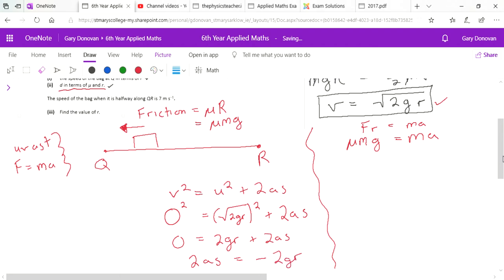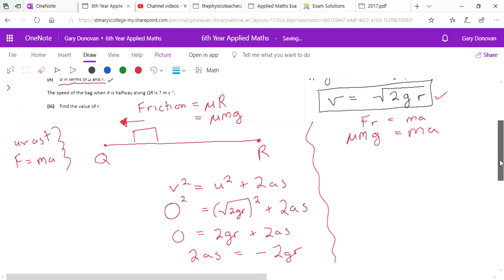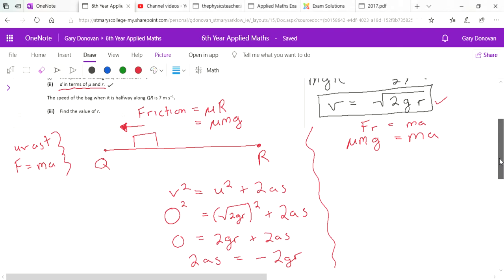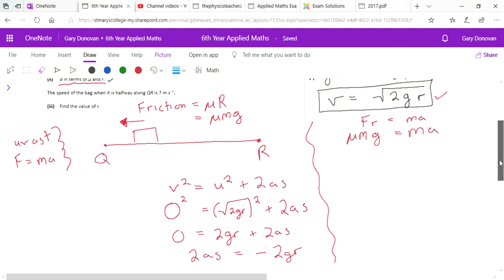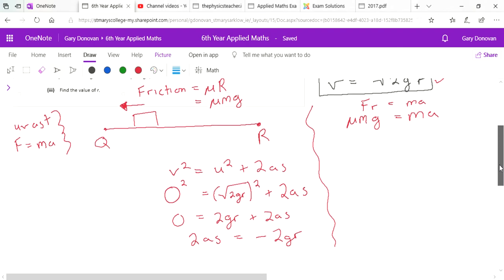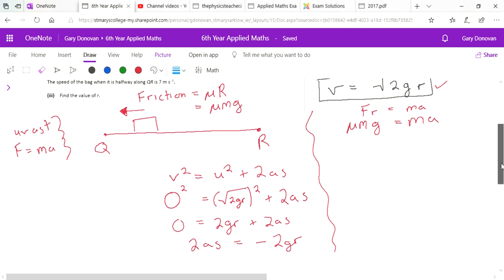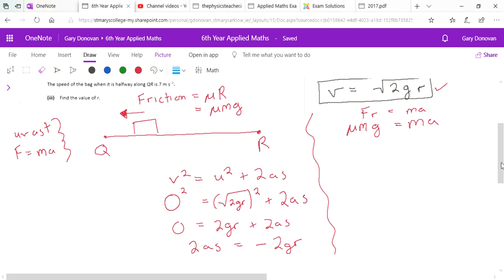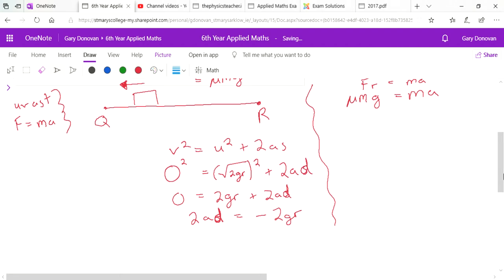Now we're looking for d in terms of mu and r. So d, sorry, would be my s here, wouldn't it? That'd be d there. So I should have replaced that with d, 2 times a. So now we've got two equations here, and we're looking for d. So now we just play around with these equations 1 and 2 to try and get d in terms of mu and r.